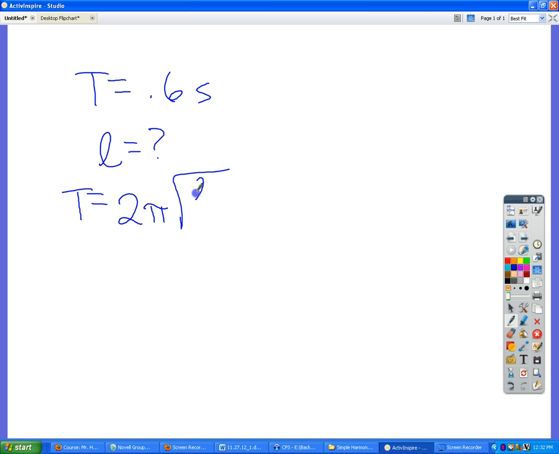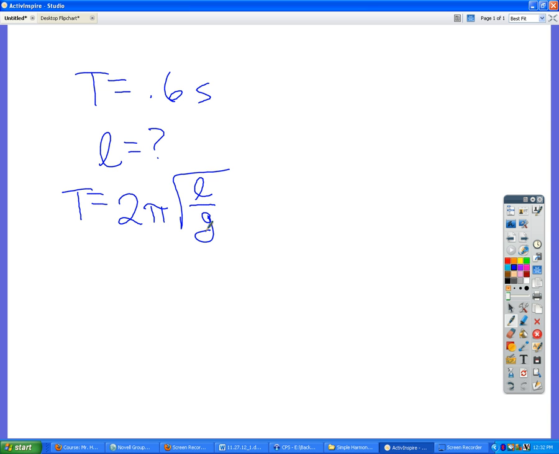It says a spider swings in the breeze from a silk thread with a period of 0.6 seconds. So we know that our T here, which is period, is equal to 0.6 seconds. It then wants to know how long, so we're looking for the length of that spider's strand of silk. In order to do this, we need to use the same equation that we used before. T is equal to 2 times pi times the square root of L over G.